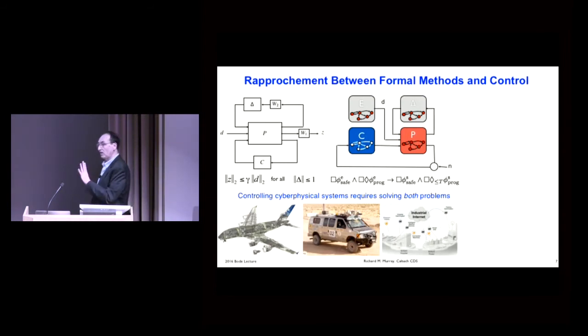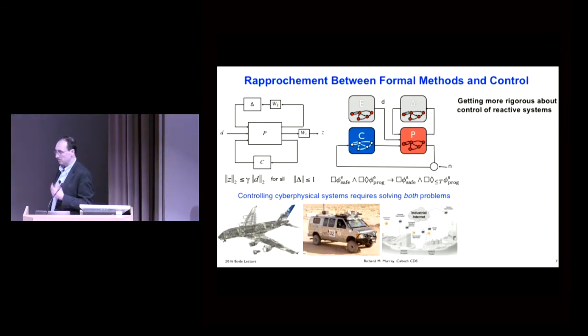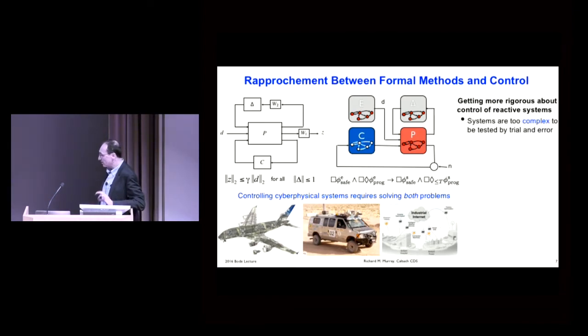So what I think we need to be doing as we start thinking about this class of systems is getting a lot more rigorous about the way we design controllers for reactive systems. The systems that we are building are too complex to be tested by trial and error, so we need specifications and we need ways of verifying those specifications are satisfied. They're too safety critical to be tested by trial and error.